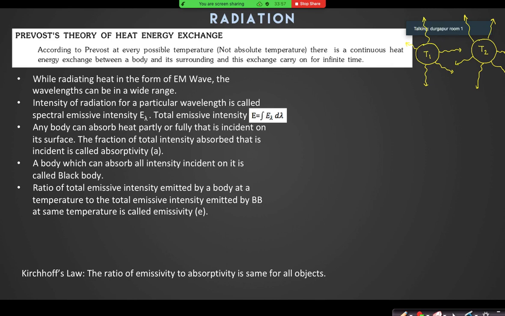Now, there are a few bullet points that you need to remember about radiation. The first thing is, while radiating heat in the form of electromagnetic waves, wavelengths can be in a wide range. So, if the body temperature is T1, does that mean it will radiate heat for a particular wavelength? No. It will radiate heat for a wide range of wavelengths.